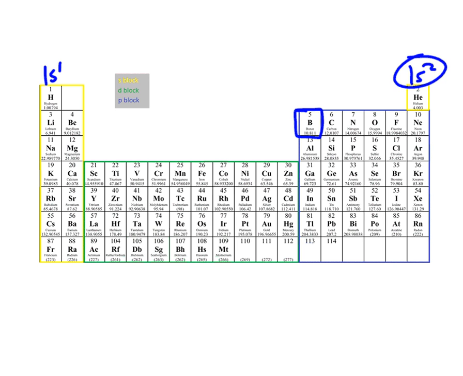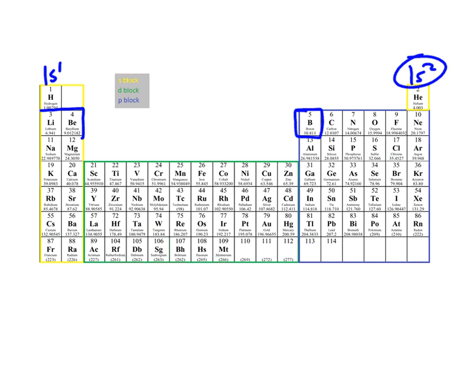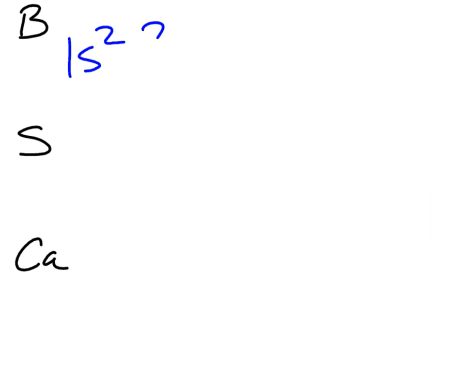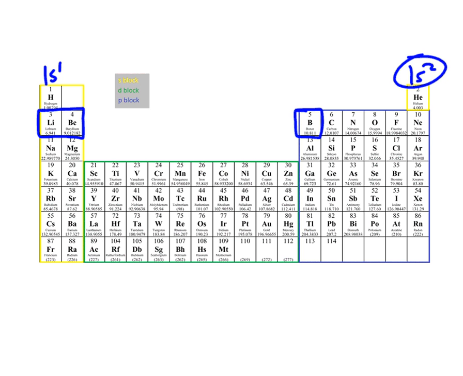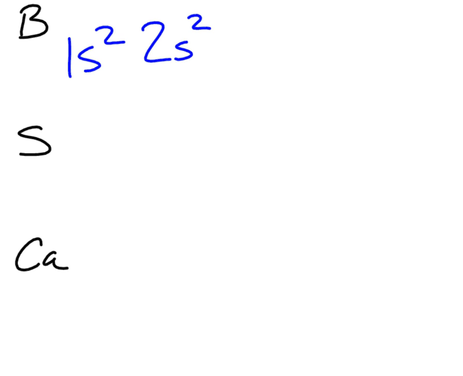So I would start off with boron. Boron would start off as 1s2. And then here's my second S, 2s2. The reason why there's 2 is because it's representing these two electrons. There's an electron here, and then there's an electron here. And then boron, this is in the p orbital, 2p, and since there's only 1, 2p1.